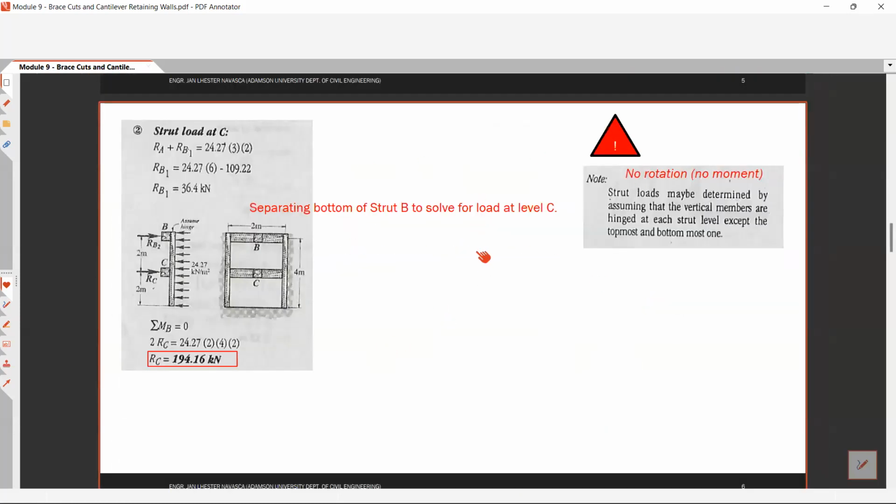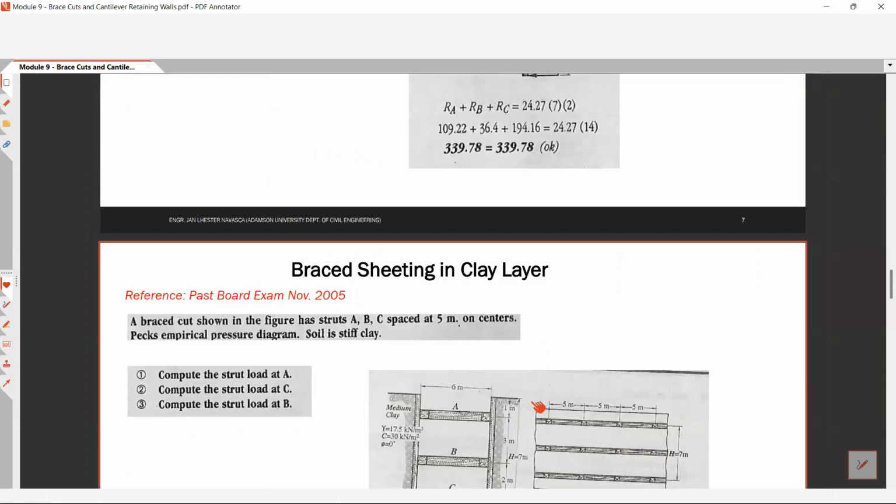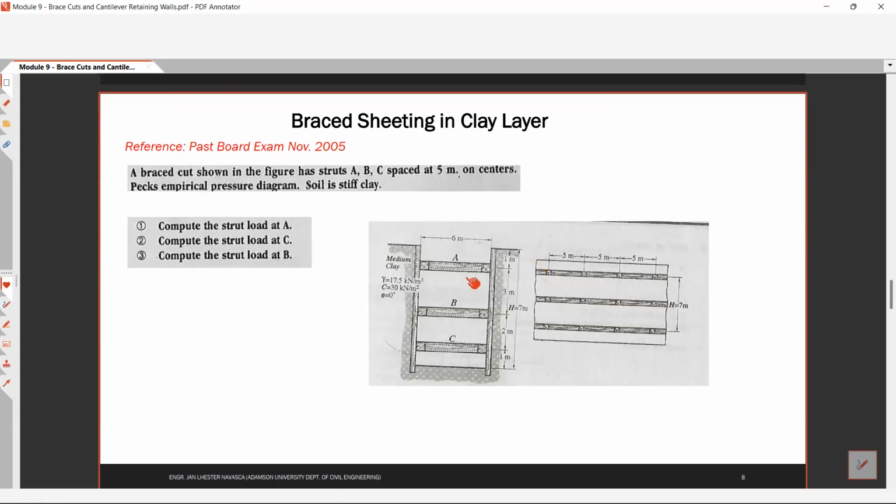Okay, this one. For today, we'll be discussing brace sheeting in clay layer. Okay? So again, this is a past board exam last November 2005.